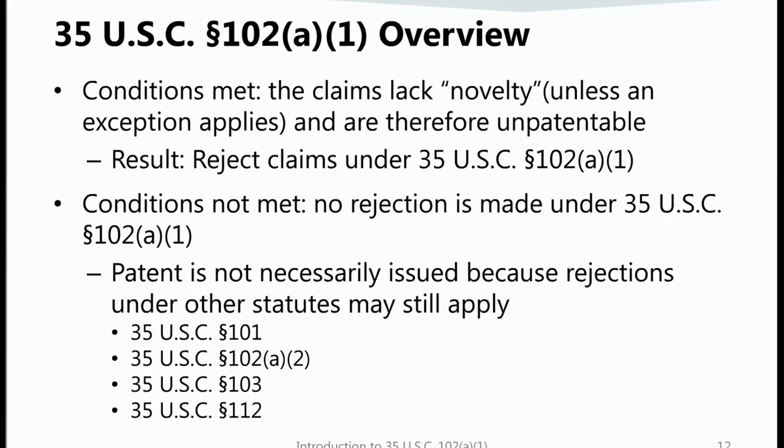If it is determined that the Section 102(a)(1) conditions are not met for a claim, this means that the examiner cannot reject the claim under Section 102(a)(1). It does not mean that the claim is necessarily patentable or that the application should be issued. Claims are only considered patentable or allowable when no rejection can be made under any appropriate statute. Some of the other statutes that can be used to reject claims are 35 U.S.C. Section 101, Section 102(a)(2), Section 103, and Section 112.